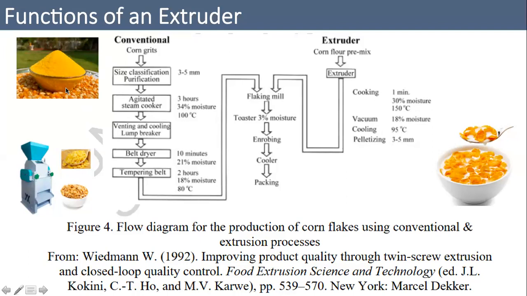Here the process is size reduction, right? So we are going to start with size reduced corn. On the right hand side, you can see we can start with corn flour premix, right? We are going to mix some water and other ingredients. Okay. And the common step starts with flaking mill.